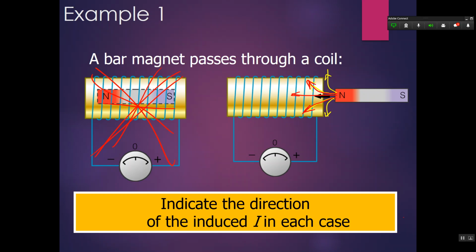So by moving my magnet towards the left, am I increasing the amount of magnetic field lines? And I'm increasing them in which direction? In the left direction. So that means I'm going to have an induced magnetic field in which direction? The right. Now, if I know that, I got to use my right hand rule, but this time for solenoids.